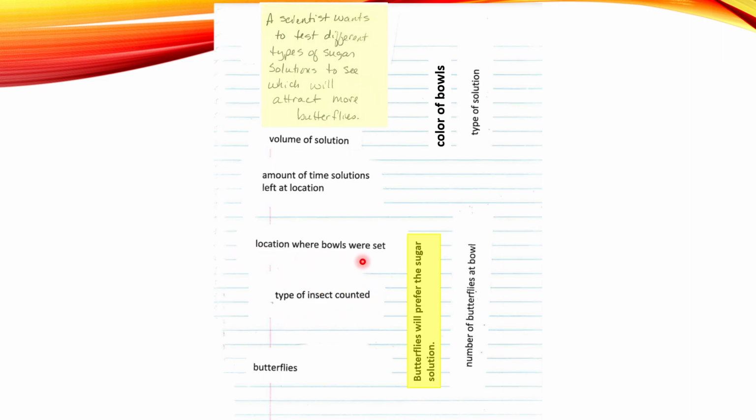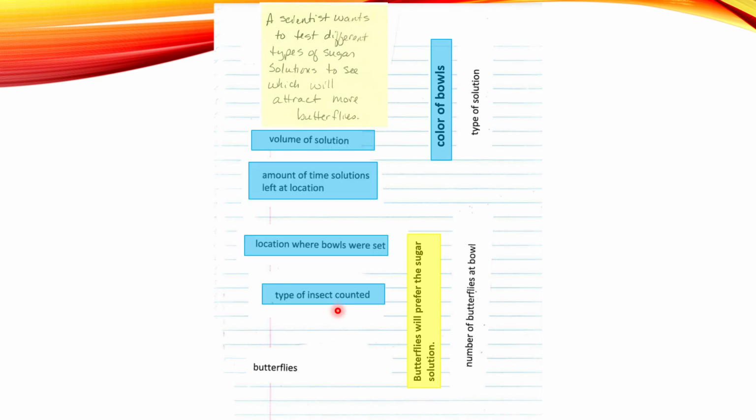It wouldn't be fair to put one bowl in the woods and another in a parking lot, because that might affect the results. And we don't want to count butterflies on one bowl and ants on another. That would definitely affect our results. So controlled variables were highlighted blue, the vocab term highlighted blue, so we're going to highlight all of our controlled variables blue.